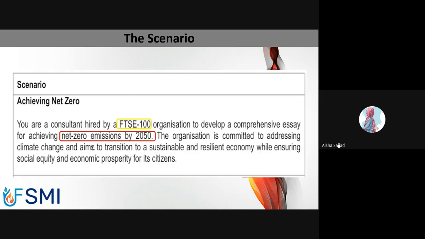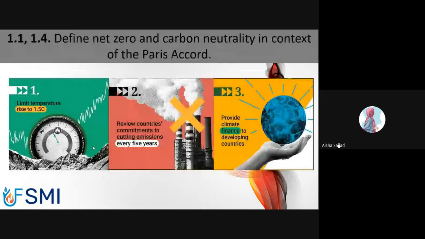It wants to have sustainability, it wants to have a better economy, it wants to have better social equity, and so on. So your task is to prepare a comprehensive essay or a report for the organization in which you will tell how this organization can reach net zero by 2050.